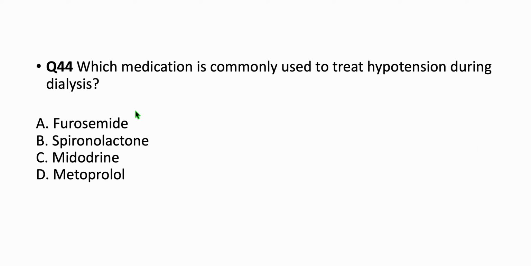Moving ahead to the fourth question, it says, which medication is commonly used to treat hypotension during dialysis? So if a patient on hemodialysis develops hypotension, what medicine are we going to give to that particular patient? The first option is furosemide, option B is spironolactone, option C is midodrine, and option D is metoprolol. So the answer will be midodrine.